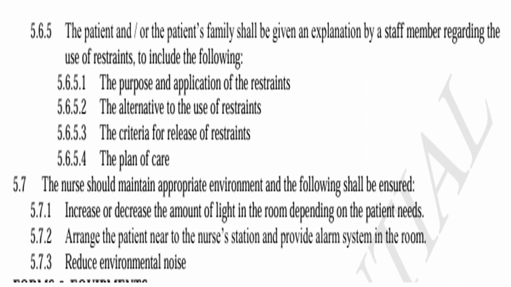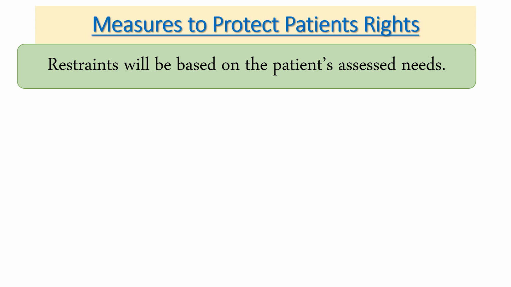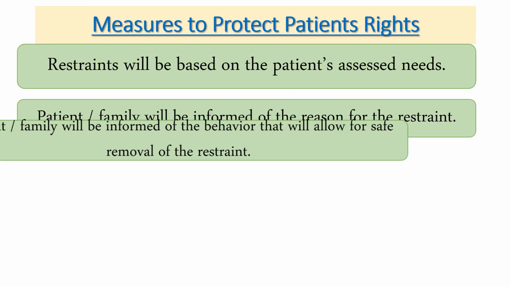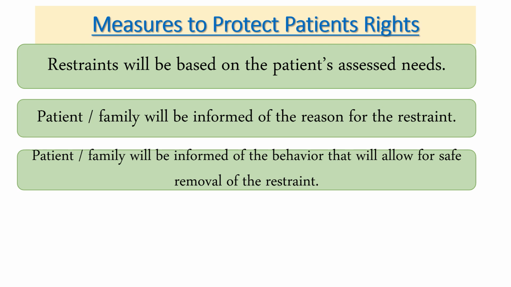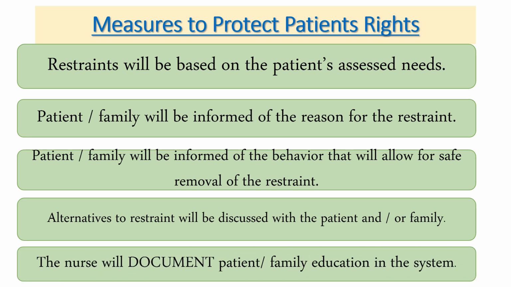Okay, then the patient and the patient's family shall be given an explanation by the staff members regarding the use of restraint, which include the purpose and application of restraint, the alternative to the use of restraint, the criteria for release of restraints, and the plan of care of the patient. Now let's move on to the measures to protect patients' rights. Restraint will be based on the patient's assessed needs. Patient or family will be informed of the reason for the restraint. Patient and family will be informed of the behavior that will allow for safe removal of the restraint. Alternatives to restraint will be discussed with the patient and or with the family. And the nurse will document patient and family education in the system.